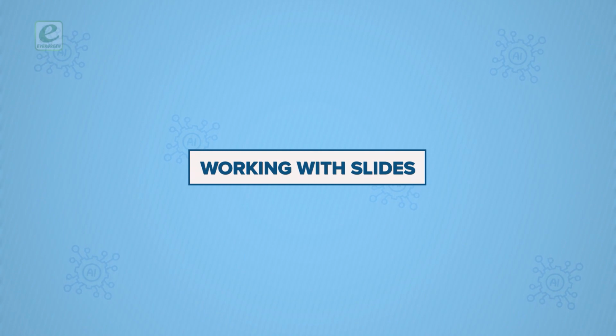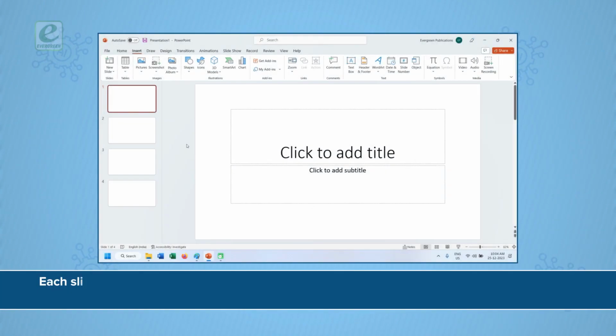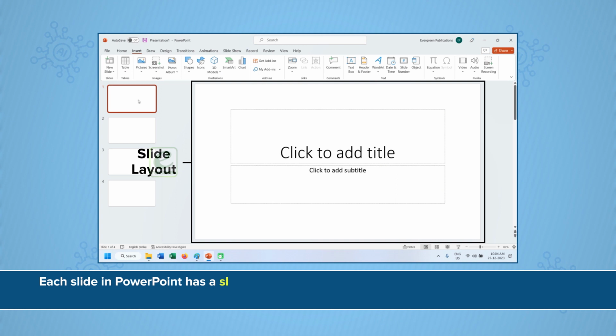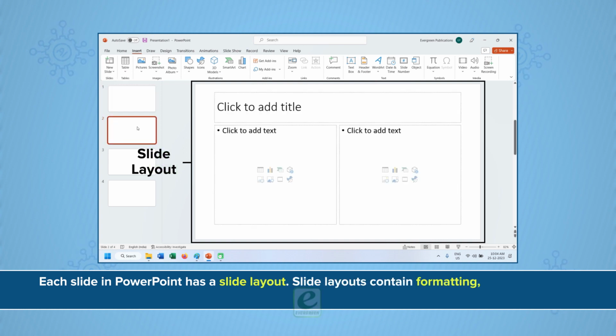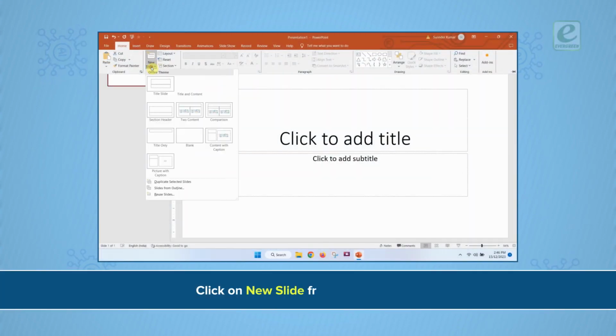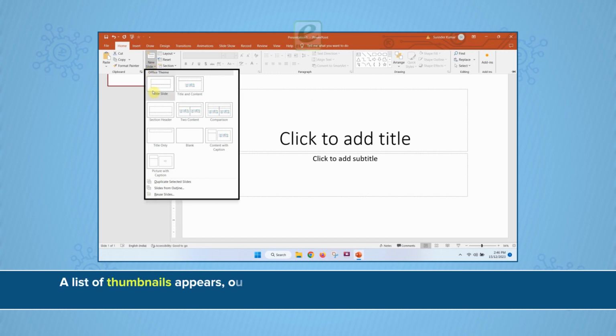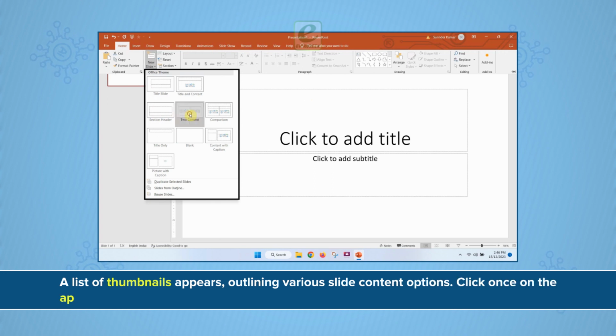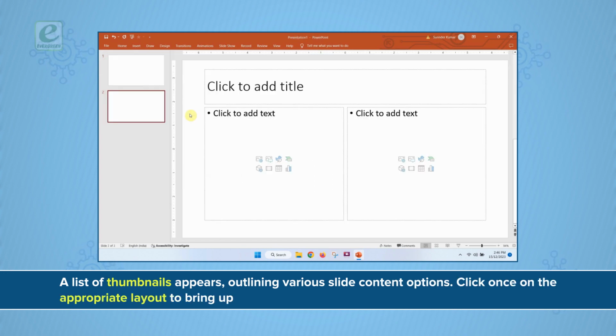Working with slides. Each slide in PowerPoint has a slide layout. Slide layouts contain formatting, positioning, and placeholders for all content that appears on a slide. Adding new slides: click on New Slide from the Home tab. A list of thumbnails appears outlining various slide content options. Click once on the appropriate layout to bring up the next slide.